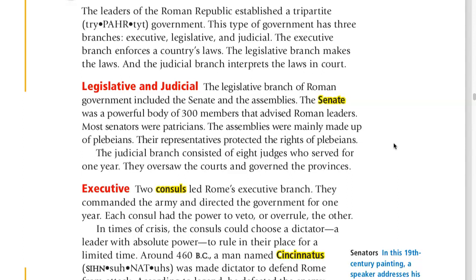The Senate was a powerful body of 300 members that advised Roman leaders. Most senators were patricians. The assemblies were mainly made up of plebeians. Their representatives protected the rights of plebeians. The judicial branch consisted of 8 judges who served for 1 year. They oversaw the courts and governed the provinces.